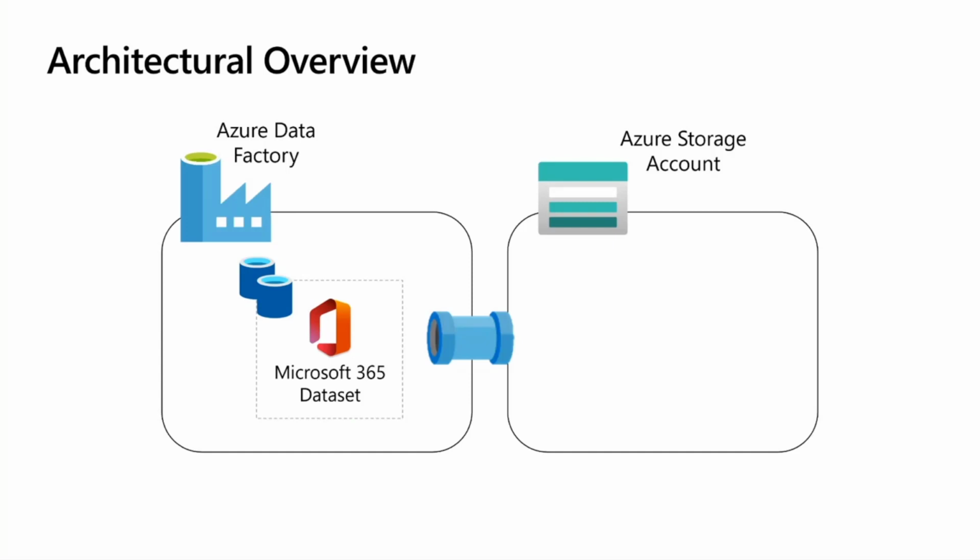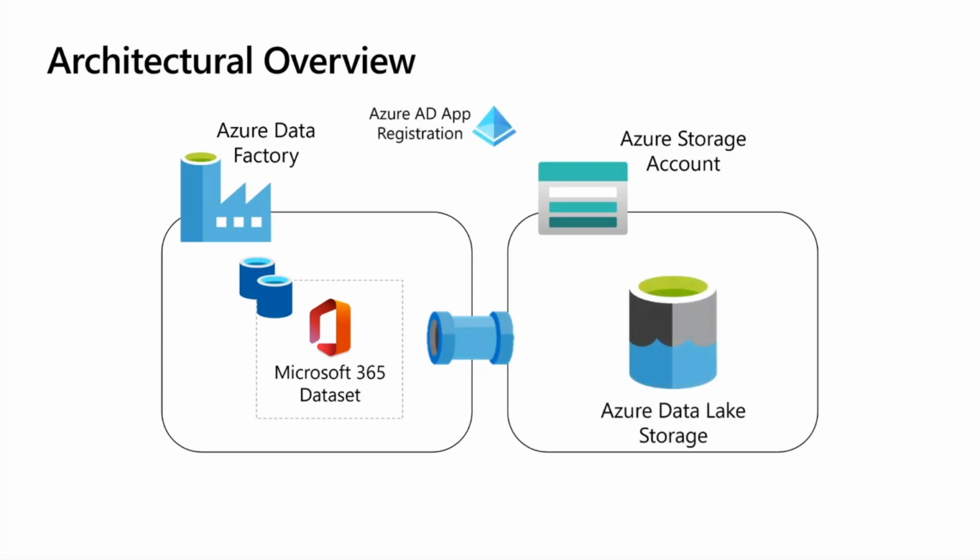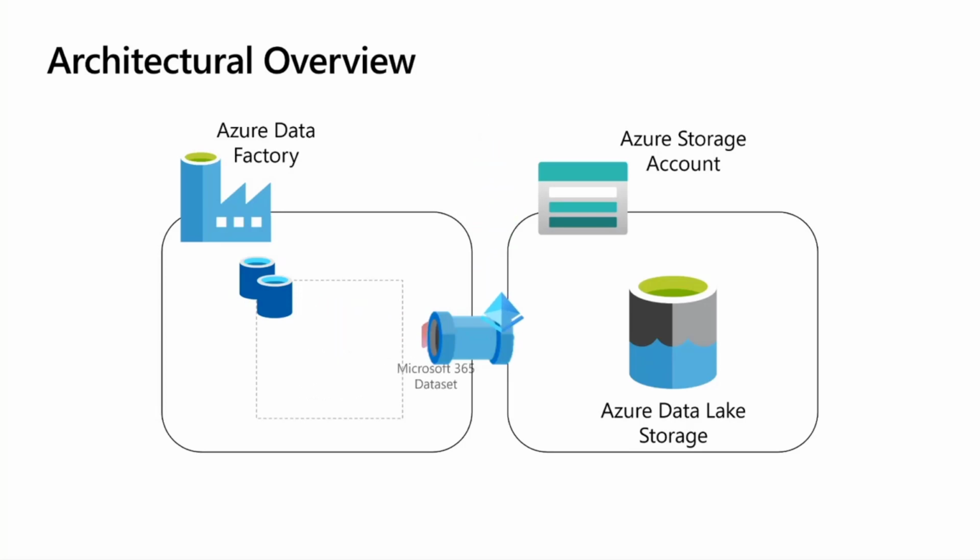In the demo I'm going to be doing in just a few minutes, it's going to be an Azure Data Lake storage account. And then essentially, the pipeline will get authenticated by impersonating an Azure app registration that you defined. And the data will get extracted as a raw JSON file in that storage account.